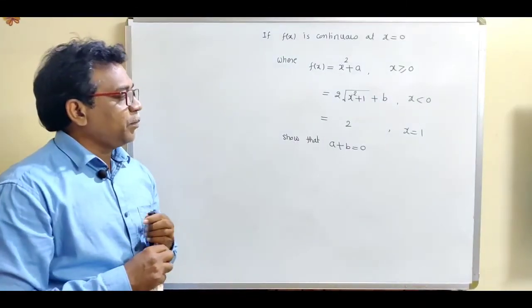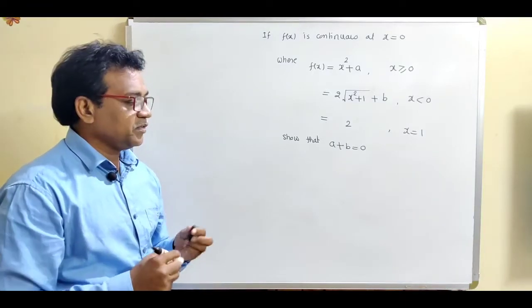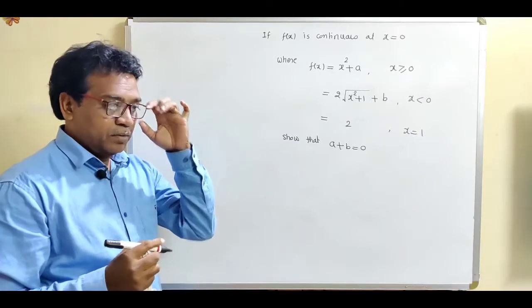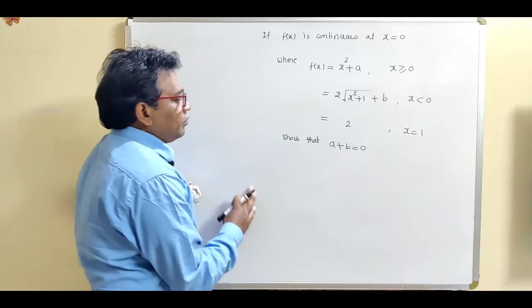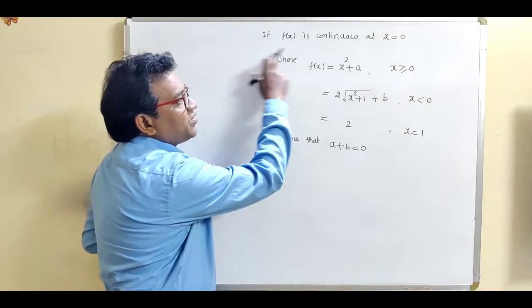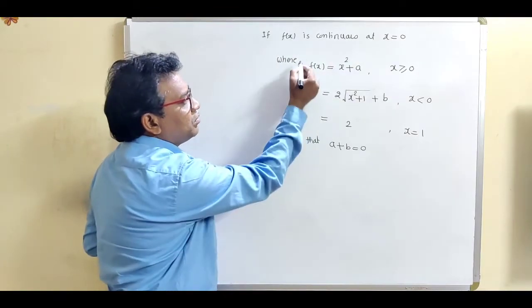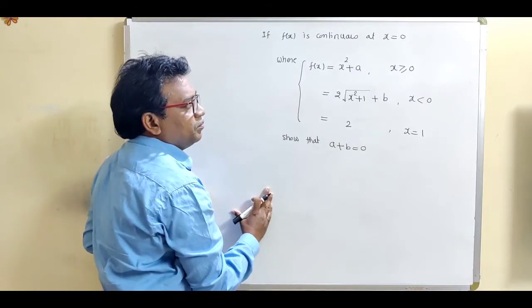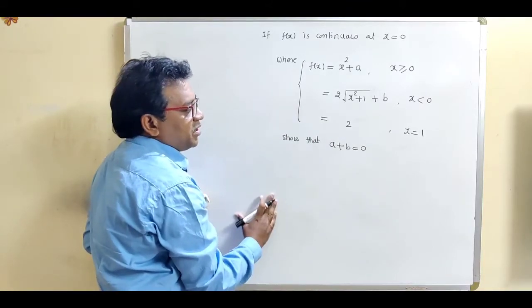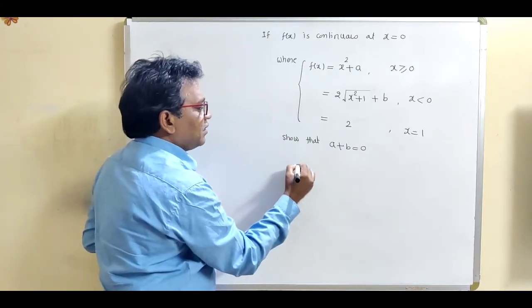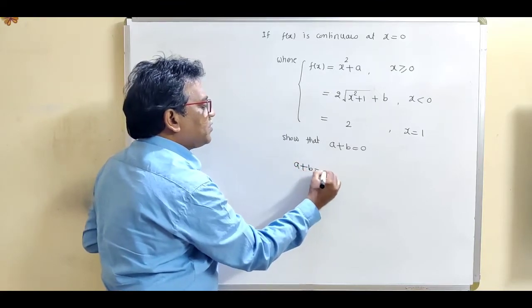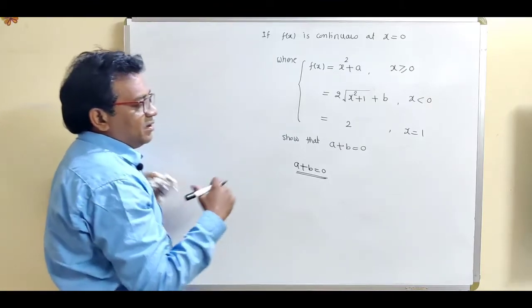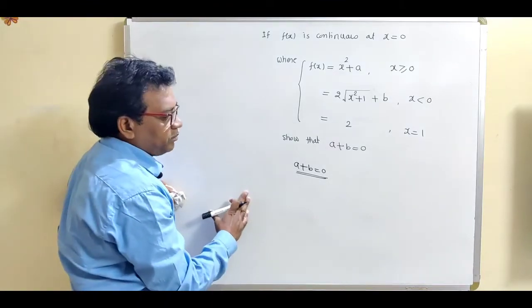Now let us take a similar problem on continuous function. Now see what is this example. If f(x) is continuous at x equal to 0, again we are given some function f(x), and the question is, show that the value of a plus b is equal to 0.